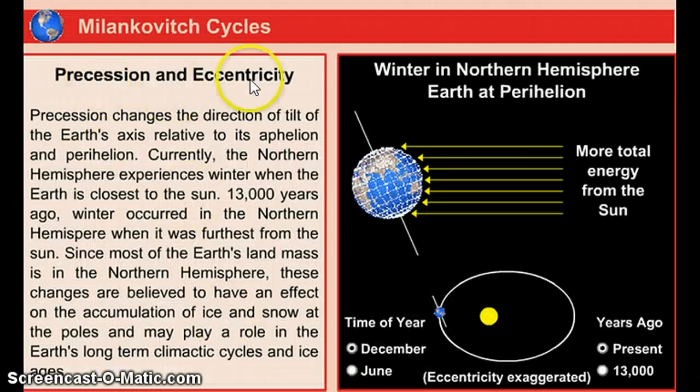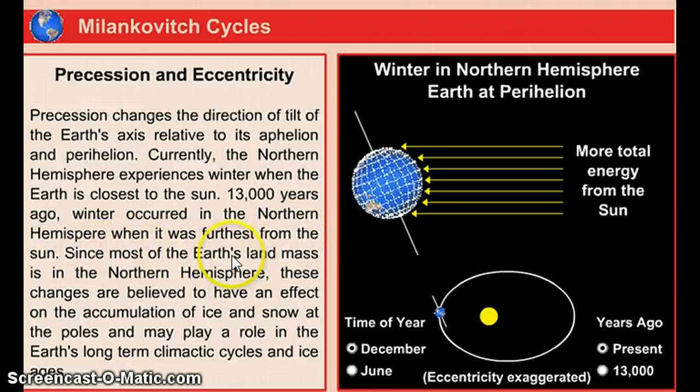So the precession and eccentricity. So winter in the northern hemisphere at perihelion, there's more total energy from the sun, right? So this would be the southern hemisphere summer, and the northern hemisphere would be winter, right? Winter in the northern hemisphere. So precession changes the direction of tilt of the Earth's axis relative to aphelion and perihelion. Currently, the northern hemisphere experiences winter when the Earth is closest to the sun. 13,000 years ago, winter occurred in the northern hemisphere when it was furthest from the sun.